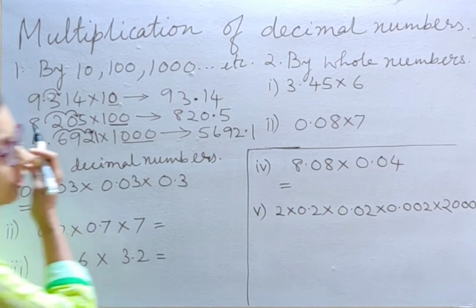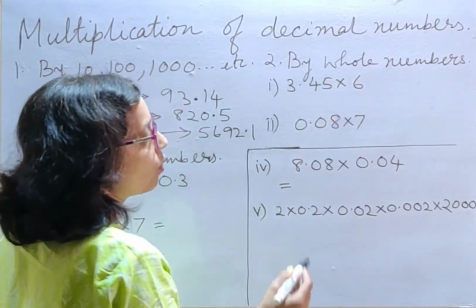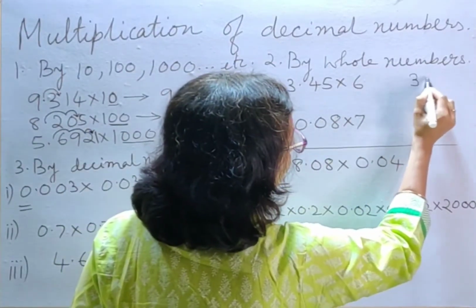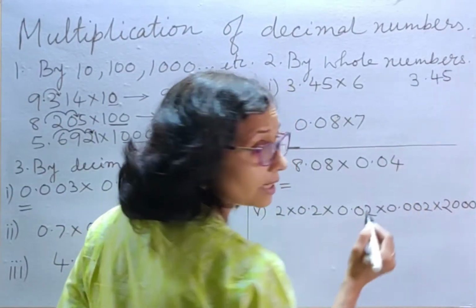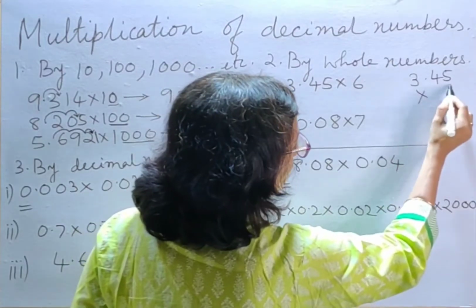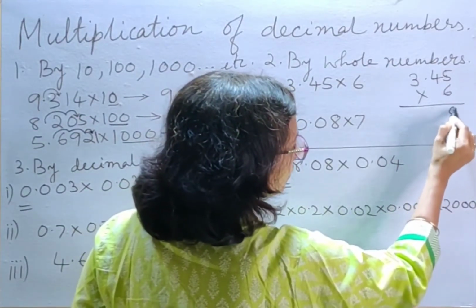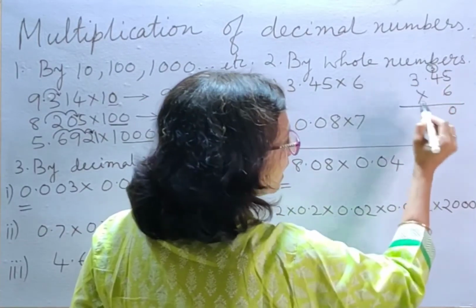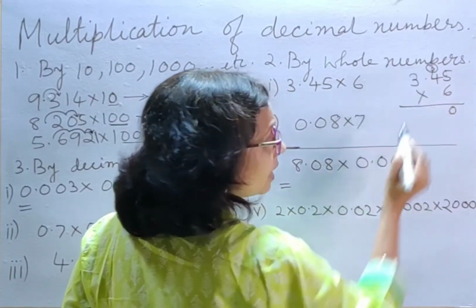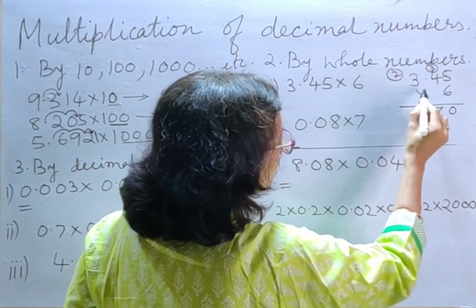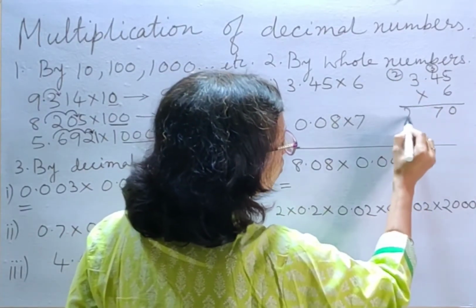Now let us do multiplication by whole numbers. When we multiply by whole numbers, first arrange it in vertical order and then do the multiplication. So 5 6s are 30, 3 is your carryover, 4 6s are 24, plus 3 is 27, 2 is your carryover, 3 6s are 18, plus 2 is 20.